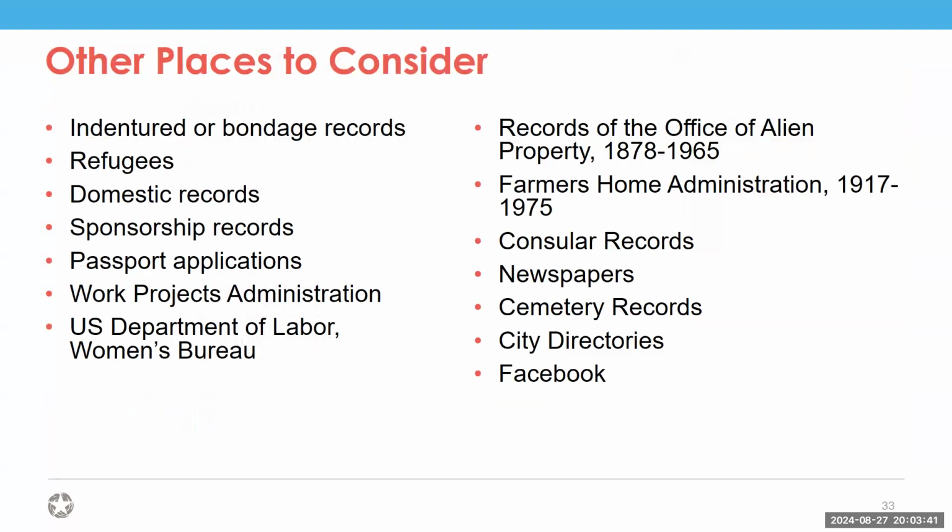Okay, and last but not least, here are some other places that you can consider. Indentured servitude or bondage records. If your ancestor was a refugee, what sort of records might they have? Domestic records, sponsorship records. Did they sponsor somebody that was coming over? Did somebody sponsor them? Passport applications. Newspapers, cemetery records, Facebook.